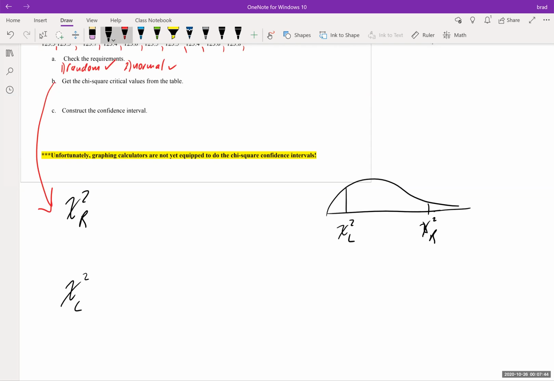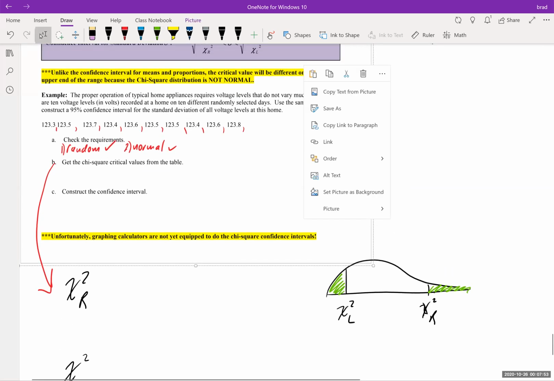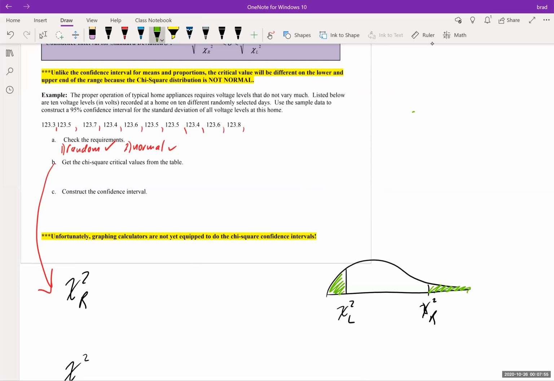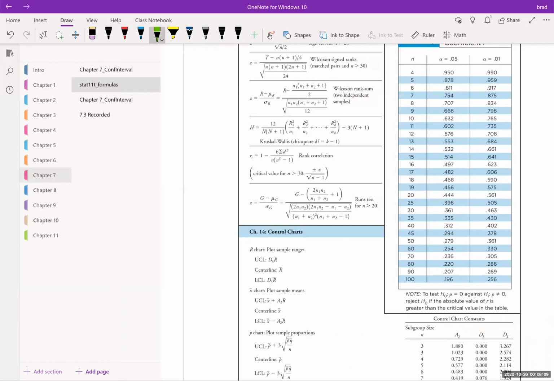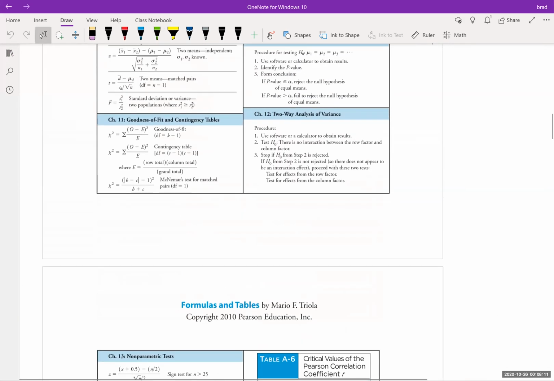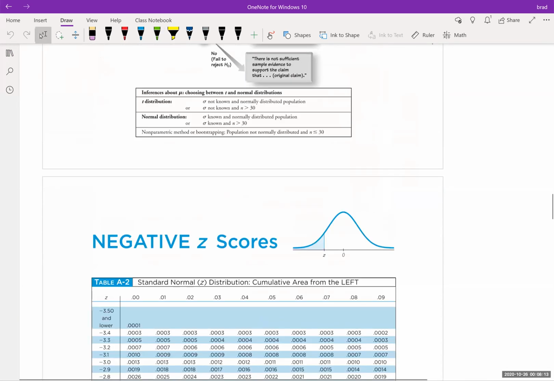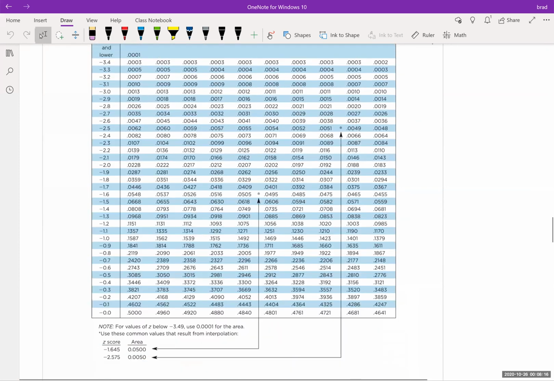Now how much area is in here, and how much area is in here? Remember, this is a confidence interval, so it has two tails. Well, they said that they want to use a 95% confidence level. So that means there's 0.025 there and 0.025 there, okay? Now, we're going to go over here to the table. I should have this table posted on Canvas. So go ahead and look on Canvas in the module and you should be able to see it.